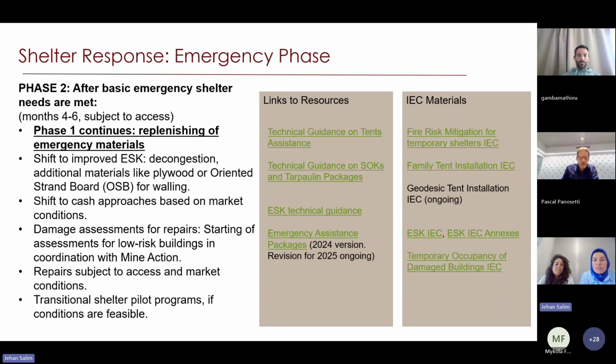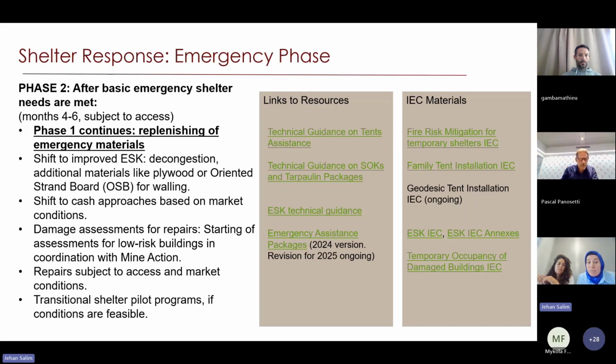And then phase 2 is, we are anticipating this to be from 4 to 6 months onward. So the phase 1 will continue in here. The same response I explained will continue here, but we will move to a more improved emergency shelter kit. We will try, inshallah, if the entry of items allows us, to add plywood and OSB instead of the tarpaulin. Then we will try to move to some cash approaches if the market allows. Damage assessment for the repairs will continue.